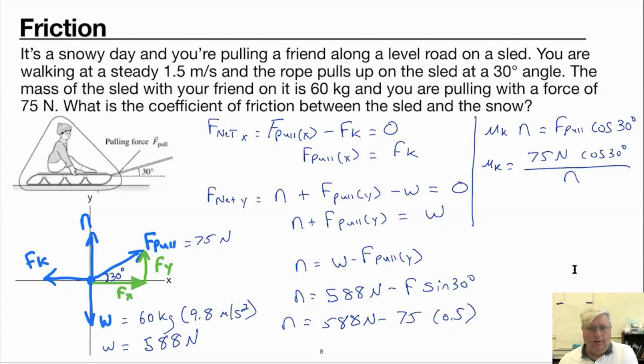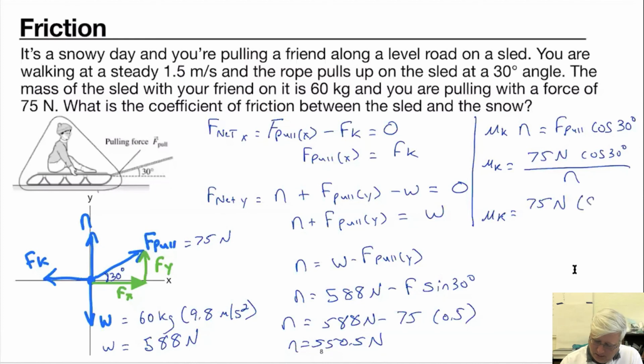Okay, and I get about 550.5 newtons is the normal force. Okay, and it's less than the actual weight, which was 588 newtons, which we should expect because there was that partial lifting of the sled. Okay, so now we know the normal force. We can go ahead and finally finish calculating our coefficient of kinetic friction.